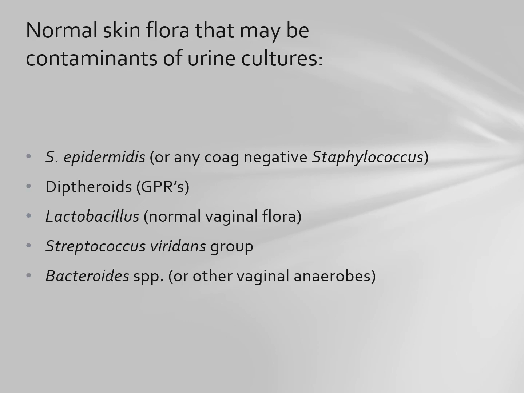Now, there's a bunch of normal skin flora that could actually contaminate your urine culture. Some of the organisms that can be contaminants would be Staphylococcus epidermidis or any coag-negative staph, except for Staphylococcus saprophyticus, which is generally the cause of urinary tract infections in women also. Diphtheroids, which are gram-positive rods. Lactobacillus, which is normal vaginal flora, could be the cause of contamination as well. Streptococcus viridans, and also Bacteroides or other vaginal anaerobes like Mobiluncus. These are all organisms that are usually not the cause of urinary tract infections, but could contaminate your urine culture plates.